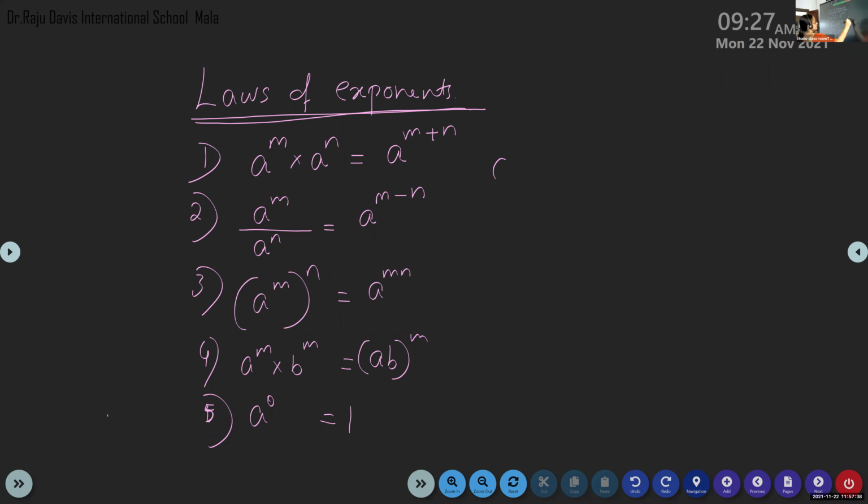Sixth one, a raised to minus m equal to 1 by a raised to m.